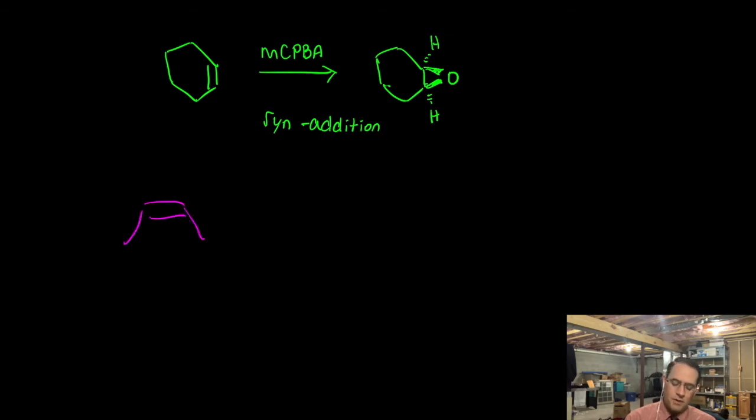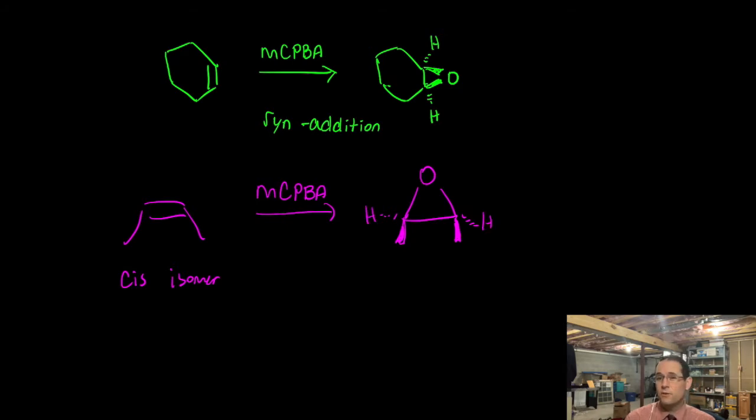If we have a molecule that looks like this, and we treat this with mCPBA, let me just point out that this molecule is a cis isomer. And when we get the epoxide, there's different ways of drawing this. I will choose to draw it in this dimension here with the three-membered ring flat and in the plane of the phone or computer screen as you're watching this.